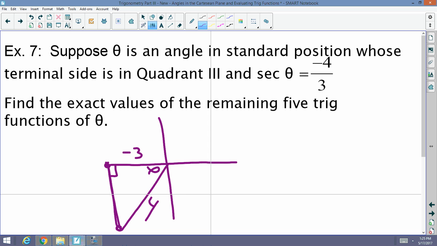You can't have a negative here. The negative will come from the y side. So 16 minus 9 is 7. So this is the square root of 7. Now from here, you can find all the trig functions that you have. You with me?